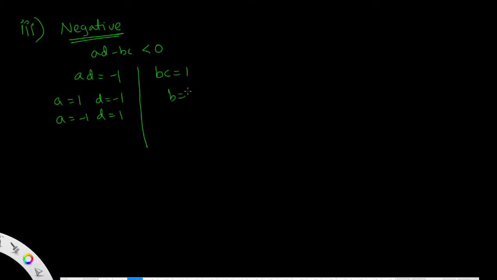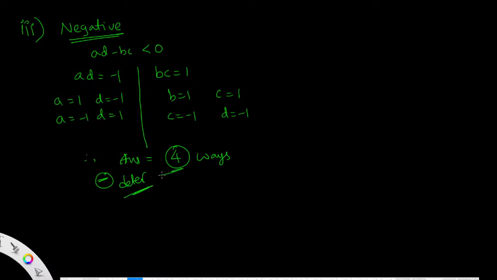So B equal to 1, C equal to 1, and then C equal to minus 1 and D equal to minus 1. Therefore, the total answer for the negative determinant is how many? Total ways are similarly 4 ways. For the negative determinant also 4 ways. Okay, that is question number 3. Similarly, the next question is question number 4.